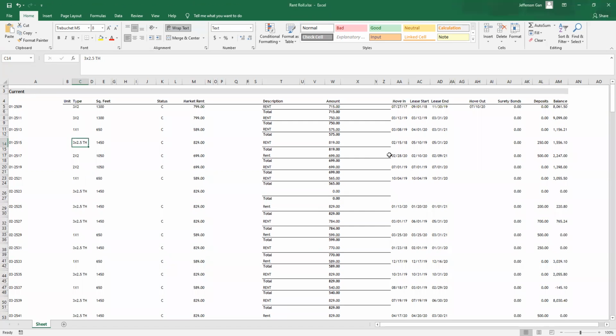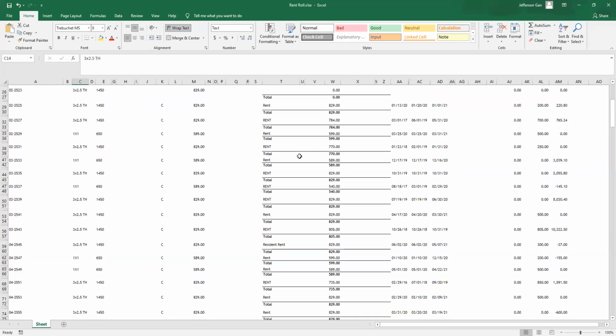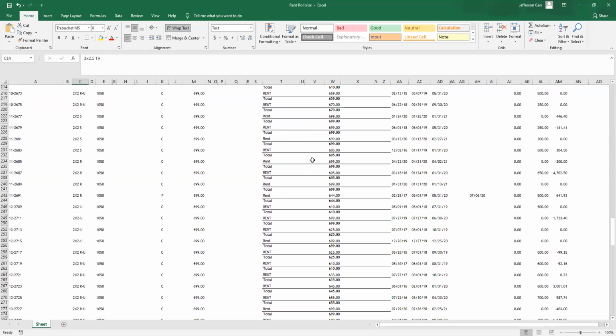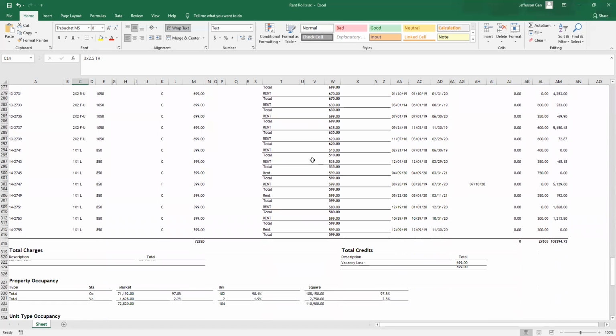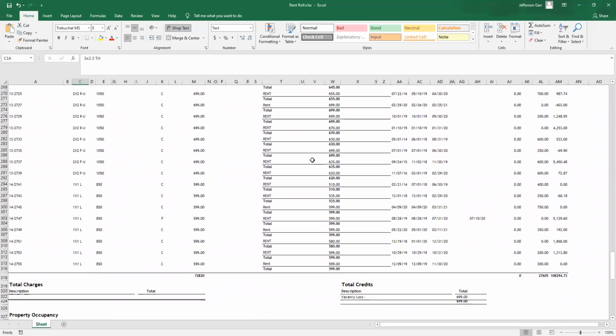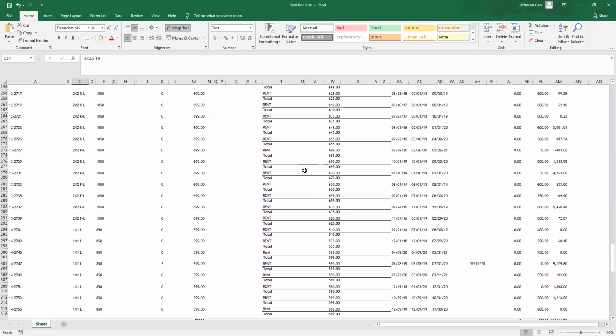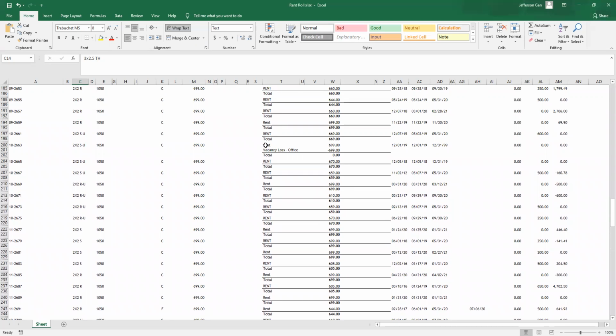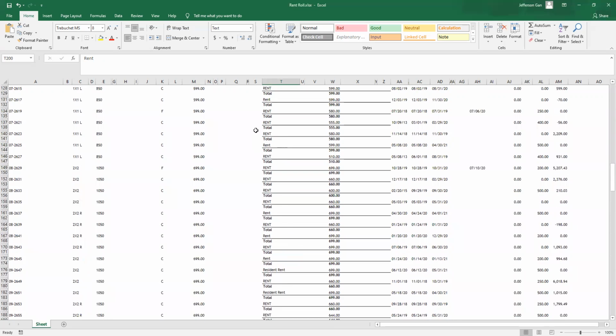Then you will also sometimes see pet rents, if the property allows pets. There could also be other rents, like if they have a locker or anything they are adding to have additional income for the property. Sometimes it also shows in the rent roll.